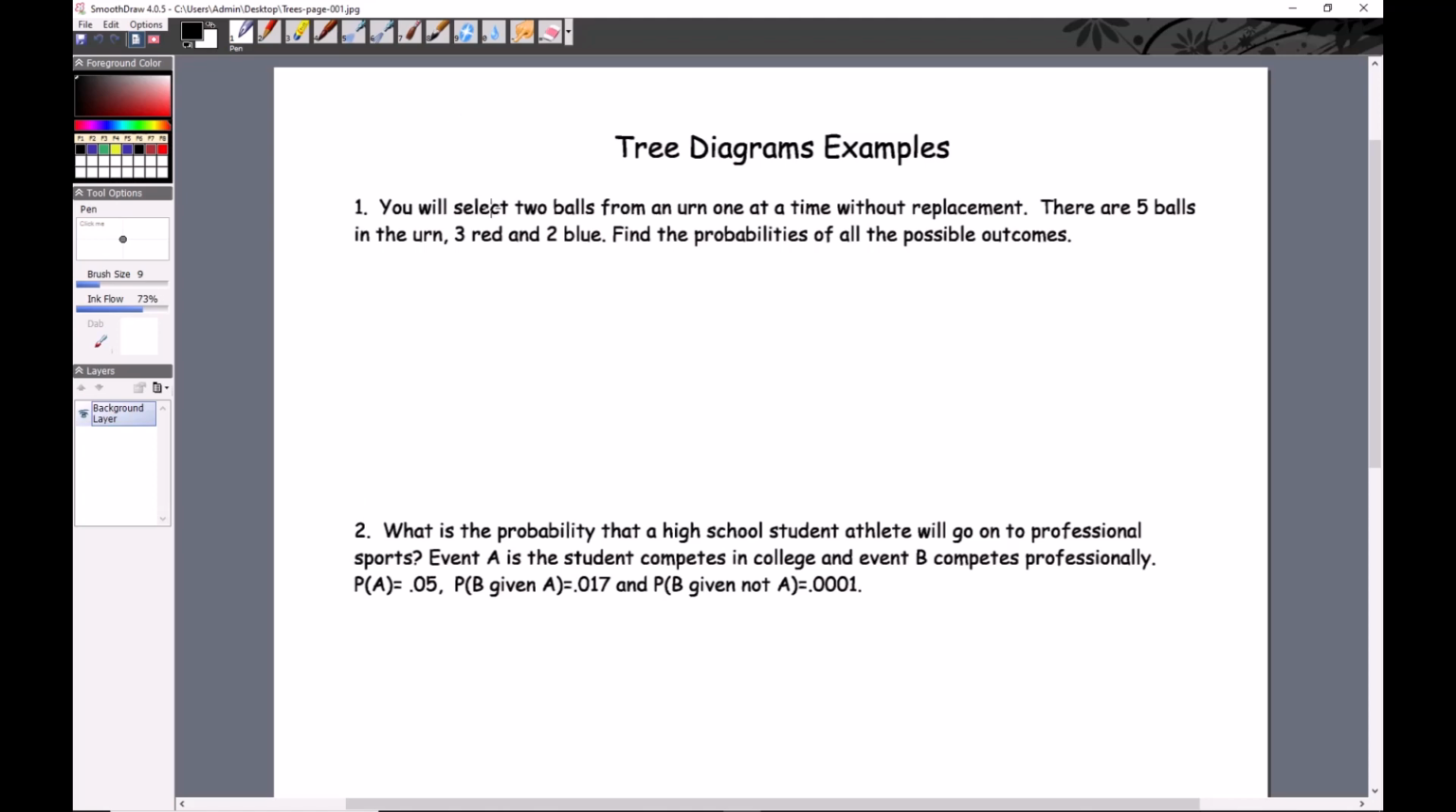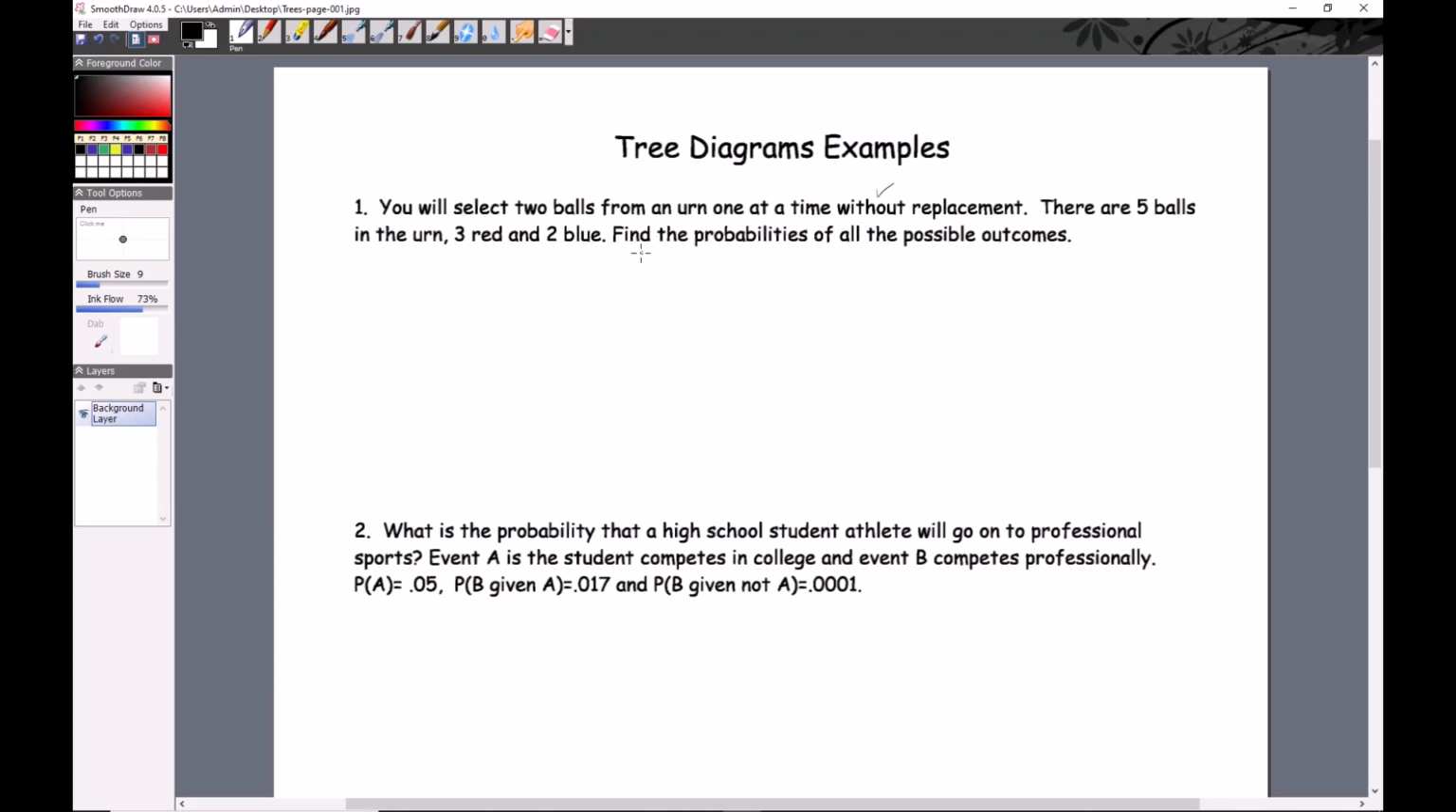All right, so looking at this first one, it's a classic probability question. You select two balls and there's a total of 5, one at a time without replacement. The without replacement is key to this problem because that's going to create conditional probabilities. You're going to shrink your sample space. You're going to lose one ball, you're going to lose one of the colors, and so things are going to get different from the start to the second pick.